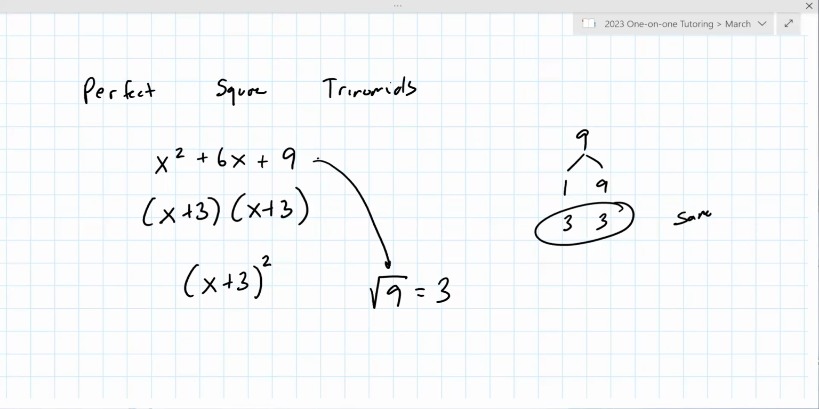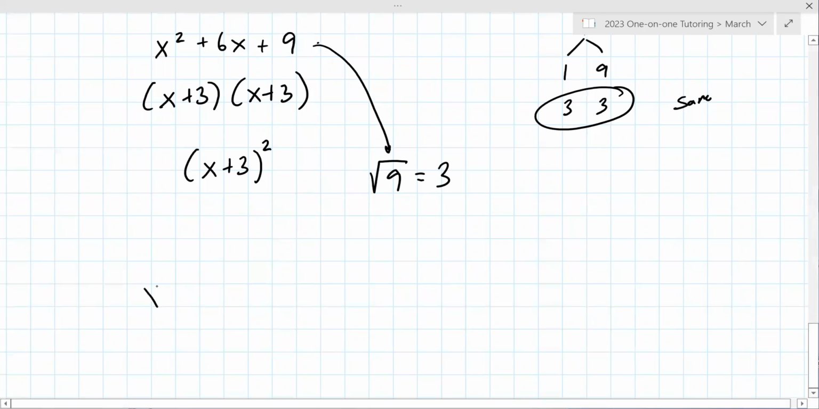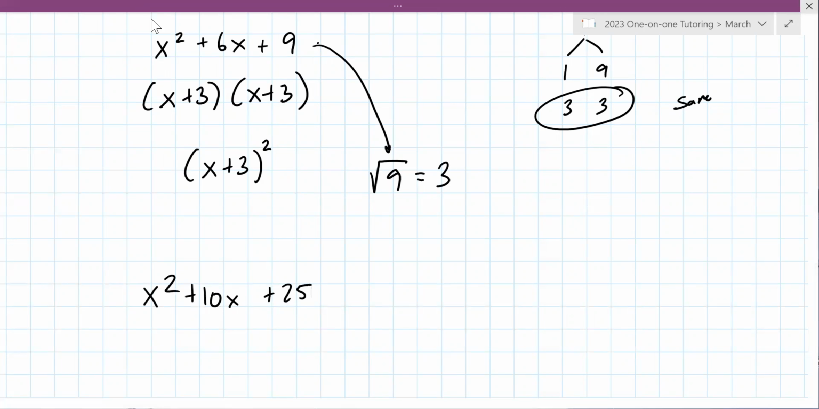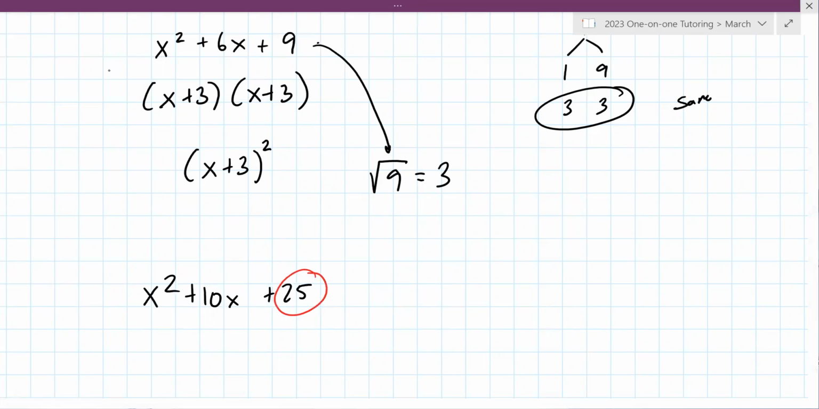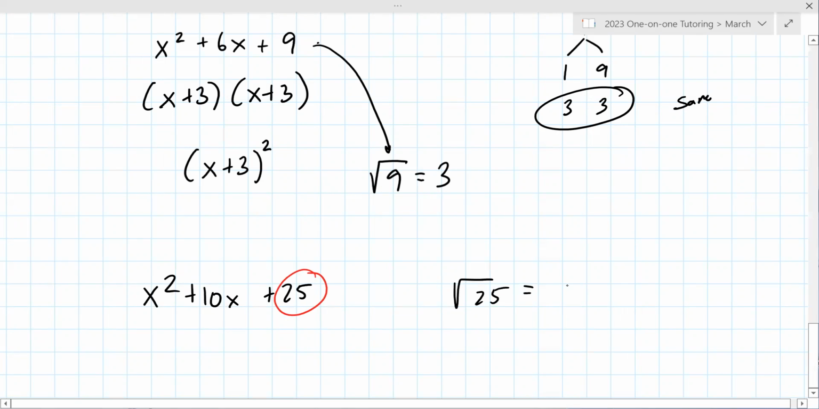Okay, that makes sense. So we'll see that in another problem here. Let's say it's like x squared plus 10x plus 25. You actually focus on that last number. What is the square root of 25? It would be 5. So this becomes x plus 5 squared.